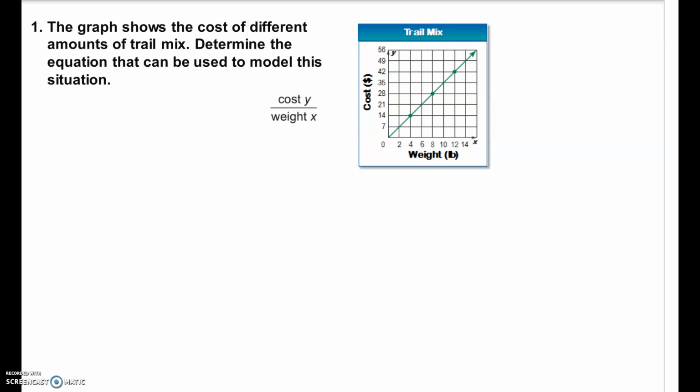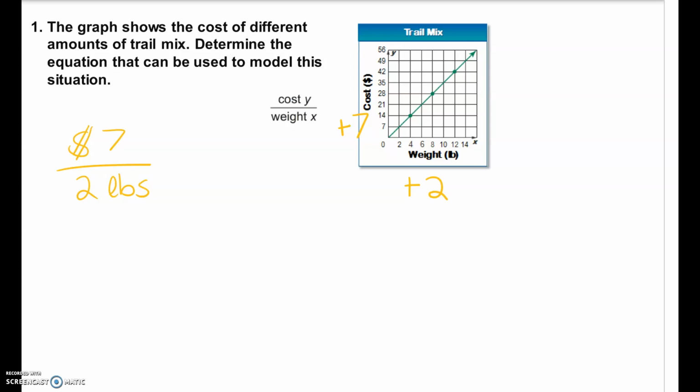So if we look at these, we're going 2, 4, 6, 8, 10, right? So we're increasing by 2 each time. If we look at these, we're going 7, 14, 21. So if we add those up, we're increasing by 7 each time. So our cost y is $7 per 2 pounds of weight. And we use LBS to do pounds. So our increase is $7 per 2 pounds. So this is our rate of change, right? So our rate of change.